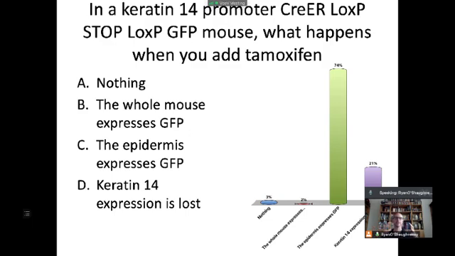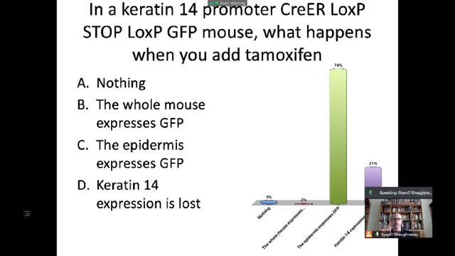The epidermis expresses GFP. Last year your cohort got this right. So basically what we've got here is keratin 14 is only the promoter. So keratin 14 is controlling where GFP is being expressed. So it's GFP that's being expressed.